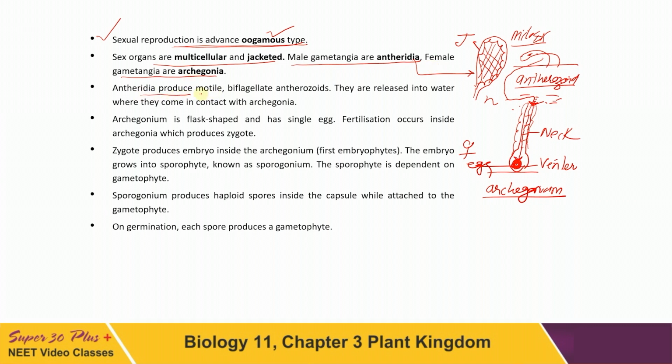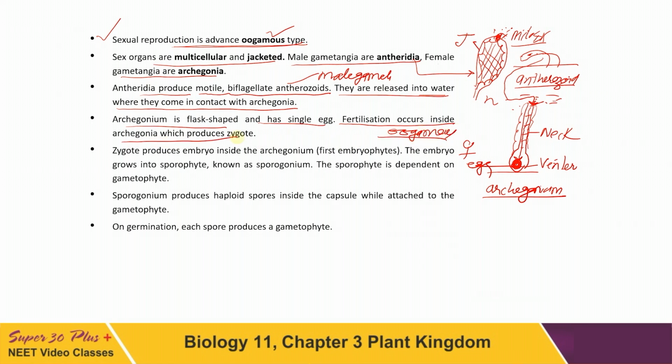Antheridia produce motile, biflagellate antherozoids. Antherozoids are nothing but the male gametes. At maturity, these male gametes are released into the water film, and where they come in contact with the archegonium. Archegonium, can you repeat once more? This is a flask-shaped structure. It has a single egg. Fertilization occurs inside. That's why this is the oogamous type, and as a result the zygote is formed.